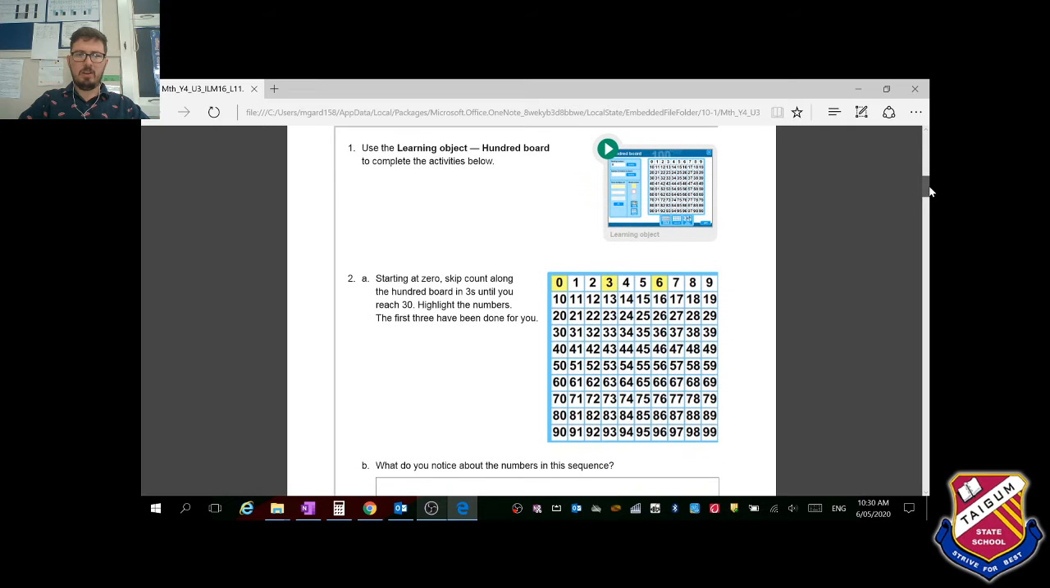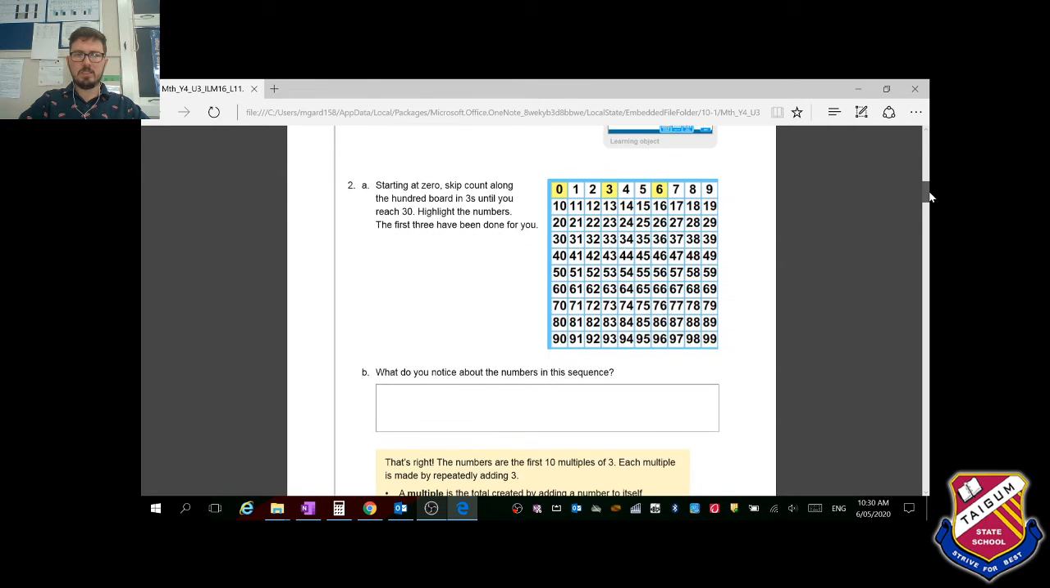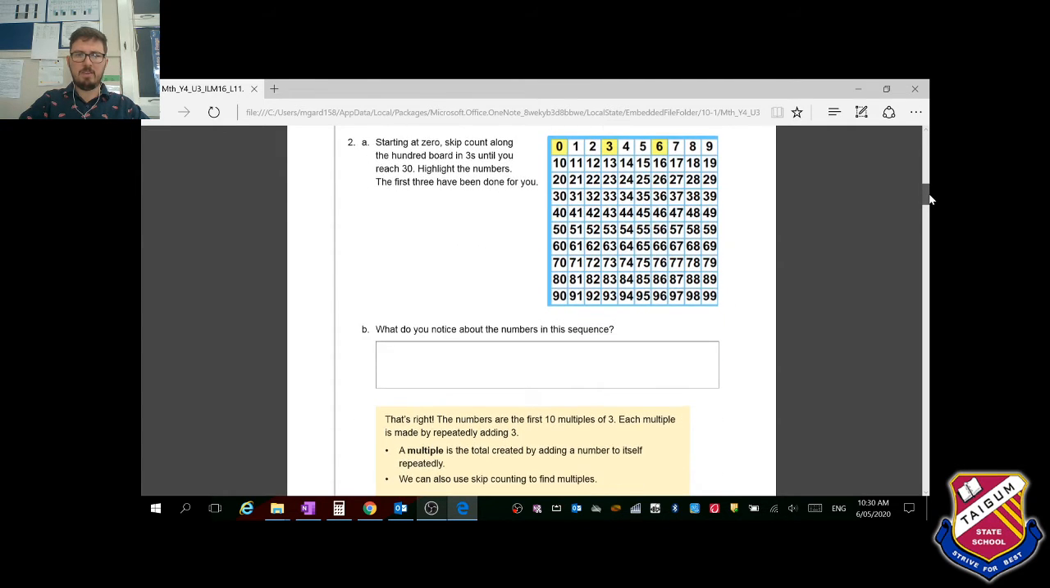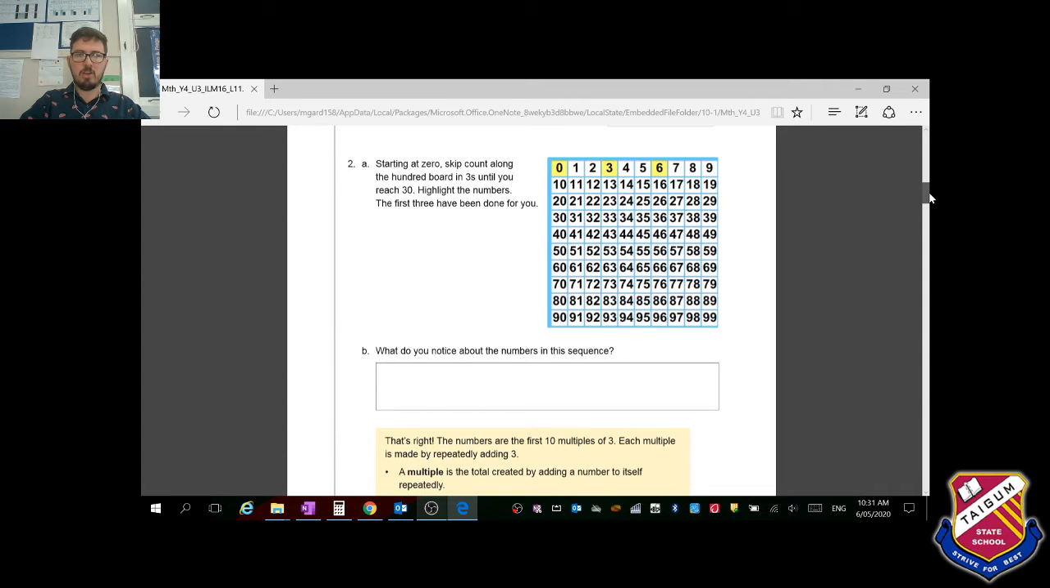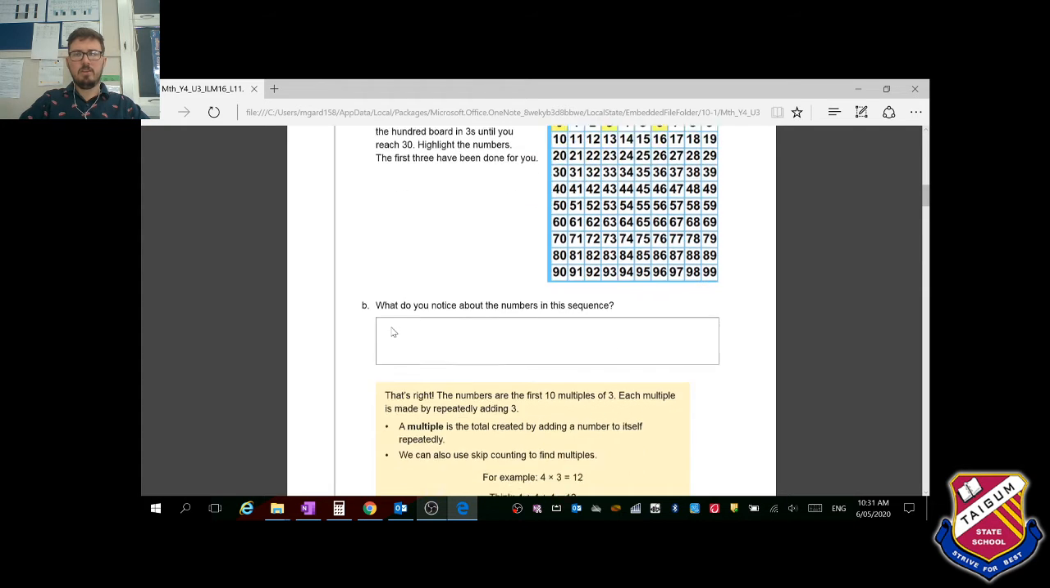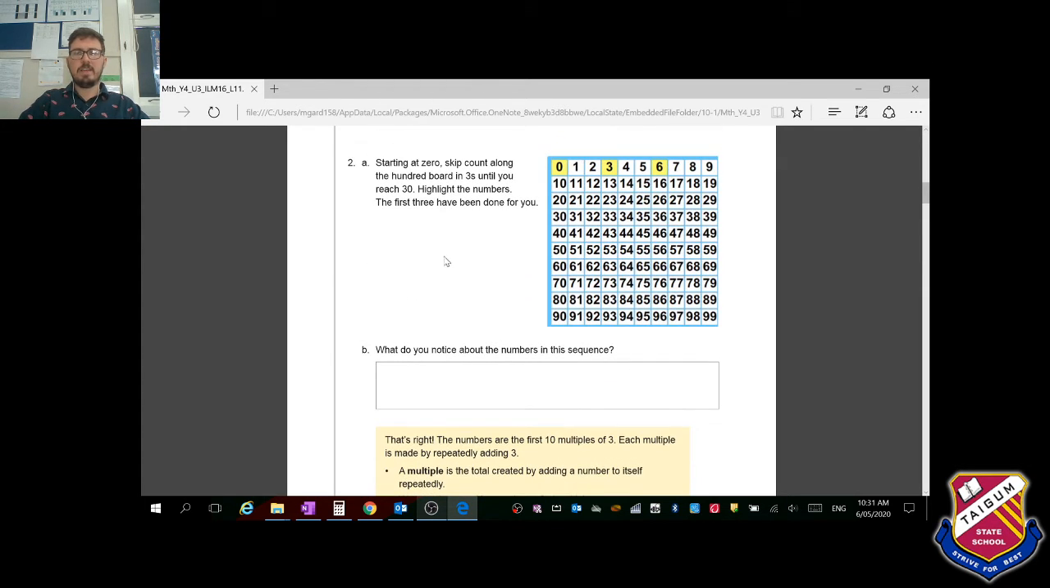So we'll skip the learning objects because they're having a little bit of difficulty opening. But if you look at this one here, you could do this on the sheet. It says starting at 0, skip count along the hundreds board in threes until you reach 30. The first 3 have been done for you. So I want you to colour in each multiple of 3 up to 30 on the hundreds board.